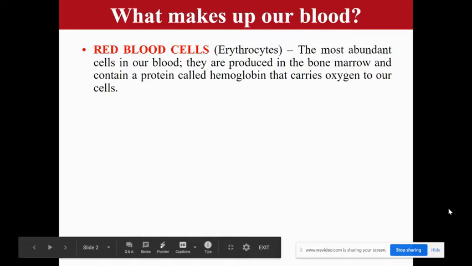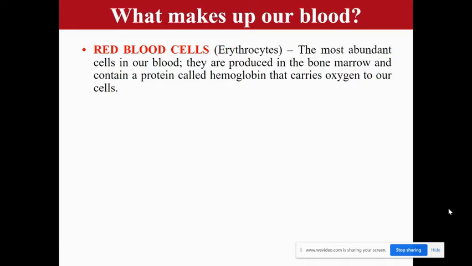So what makes up our blood? The first thing is red blood cells. These are called erythrocytes. They are the most abundant cells in our blood. They're produced in the bone marrow, and they contain a protein called hemoglobin that carries oxygen to all our other cells.